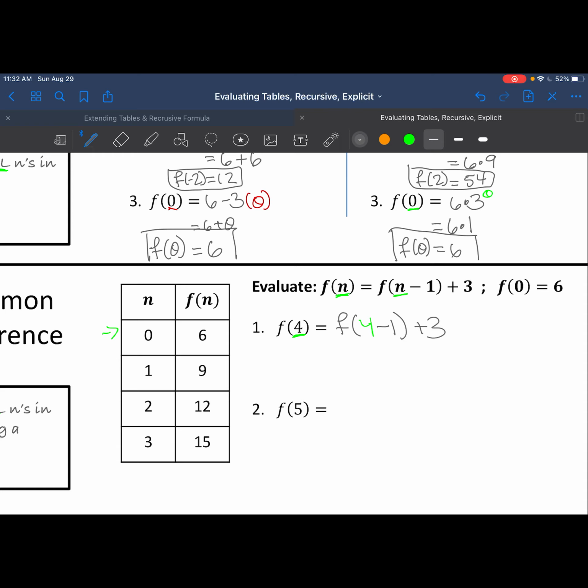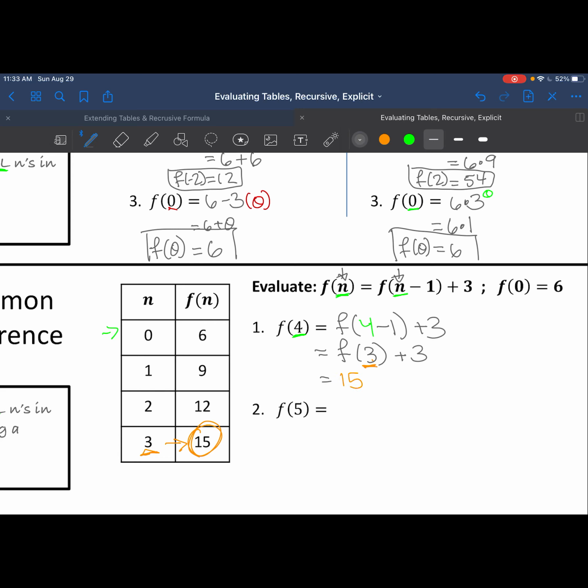Miss Rawolf, what? We already were given this n. We just plug in for the n over here. So this gives us f of, well, 4 minus 1 is 3. So f of 3 plus 3. Well, what is f of 3? Using those skills from earlier, we're given the n value 3, which means its partner is 15. We're using the stuff we learned at the beginning of this lesson. So f of 3 is 15.